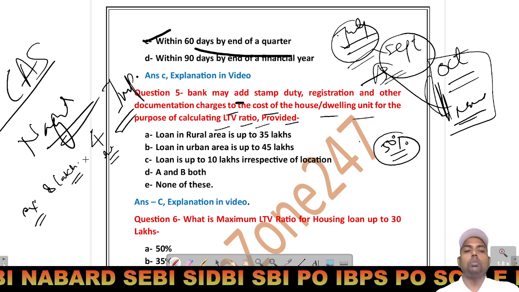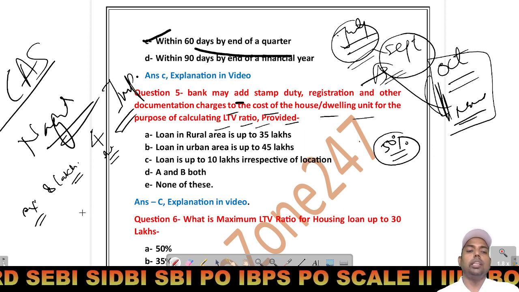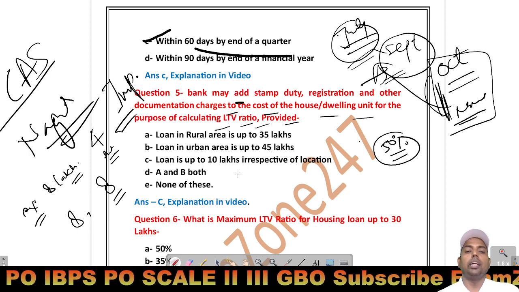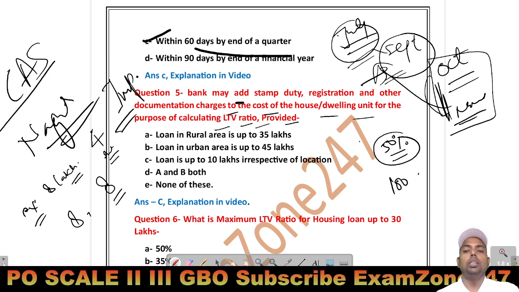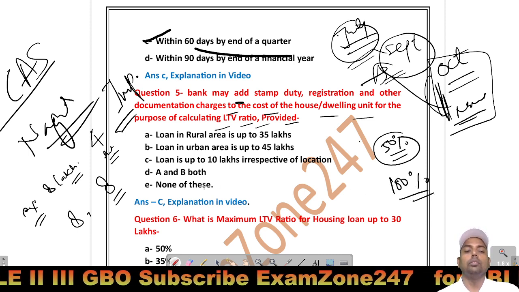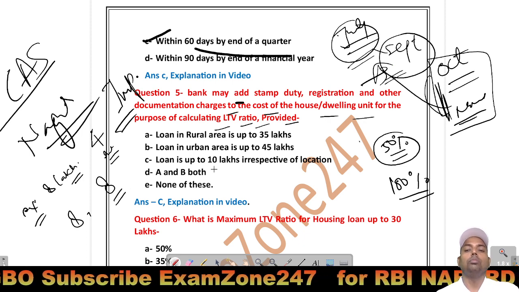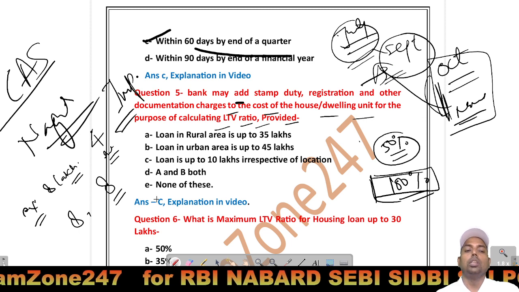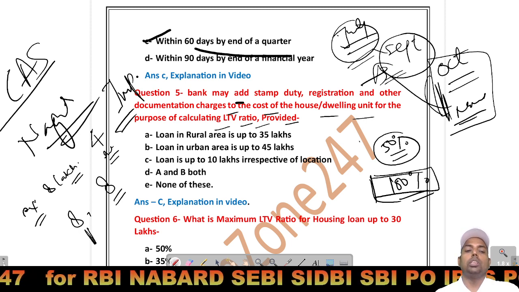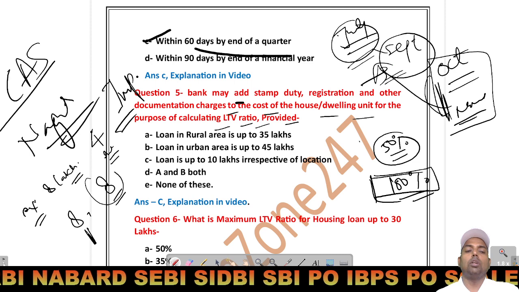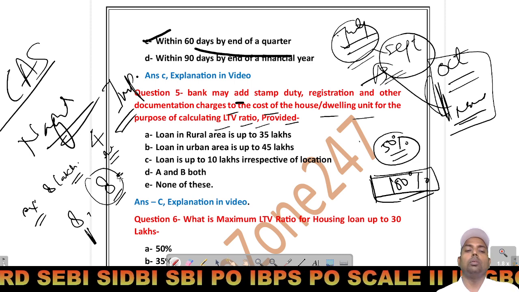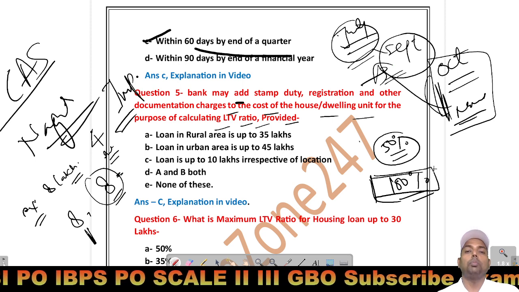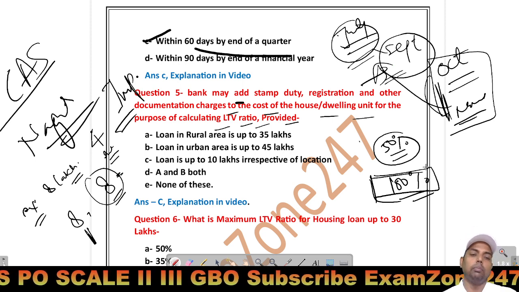Suppose the dwelling unit cost is 8 lakhs and the bank has given a loan of 8 lakhs, then the LTV ratio will be 100%. Then it will be very dangerous for the bank, because if there is deterioration in property or the outstanding is increasing in such a loan amount, the bank would not be able to recover all the dues by selling the property. Means margin is not available.